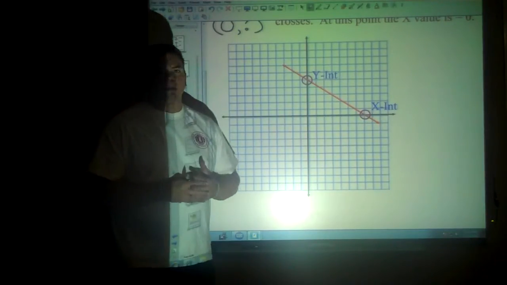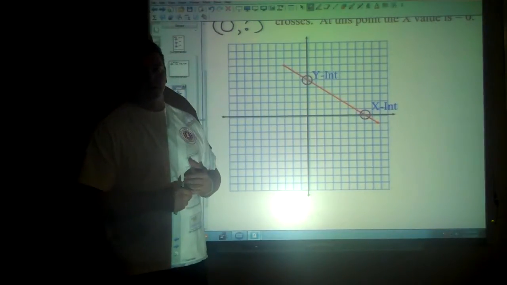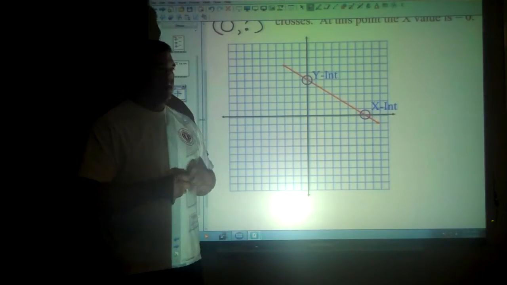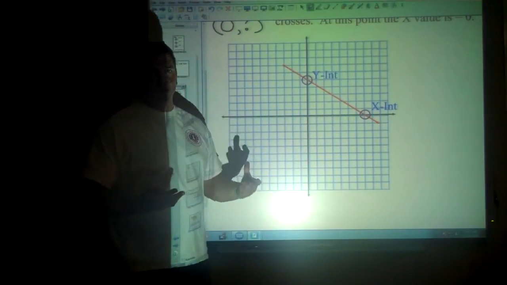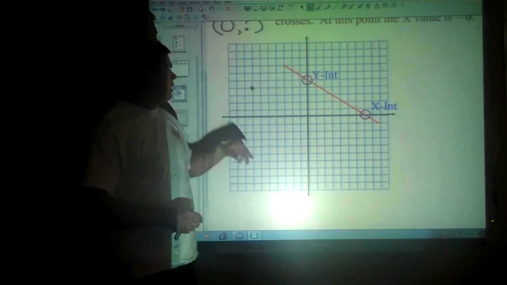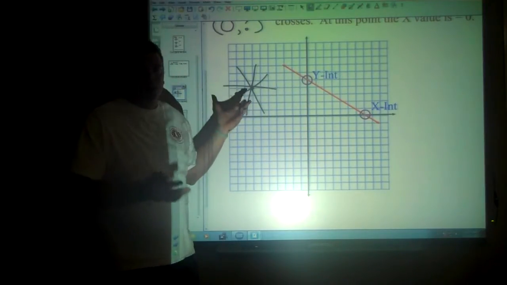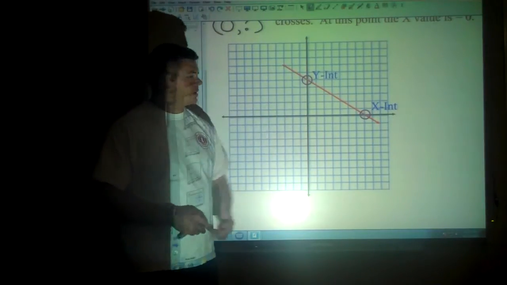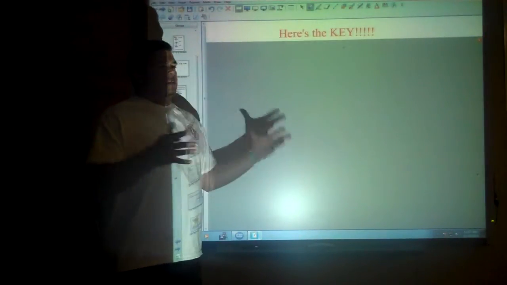Now, we've been making graphs with input-output tables, but you can also make a graph using the x and y-intercepts. Typically, you need to have three inputs for your input-output table. That's what I recommend. The bare minimum for making a graph is 2 points. If I just draw one point, we have no idea if the line goes there, there, there. We just have no idea. You need a second point in order to give it some direction. So, this is the basic key right here.